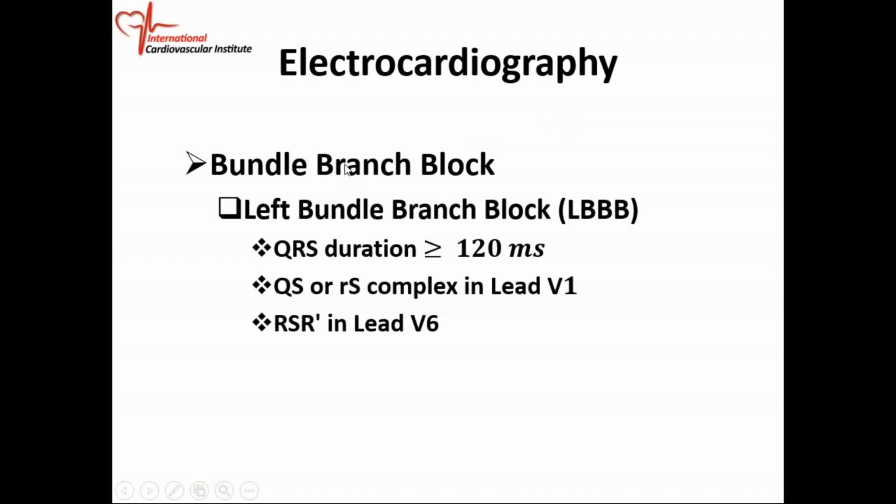And how we make that diagnosis on the surface ECG: the QRS duration, the widening of the QRS, is usually greater than or equal to 120 milliseconds. And when you look in leads V5 and V6, you have what we call an RSR prime pattern. And I'm going to show you what that looks like. You get an RSR prime pattern in leads V5 and V6.